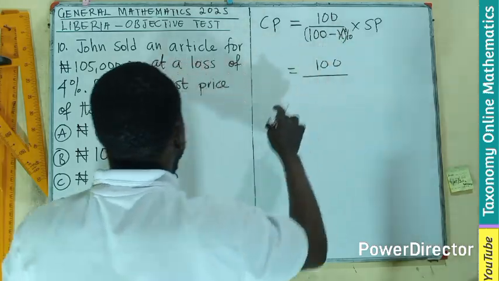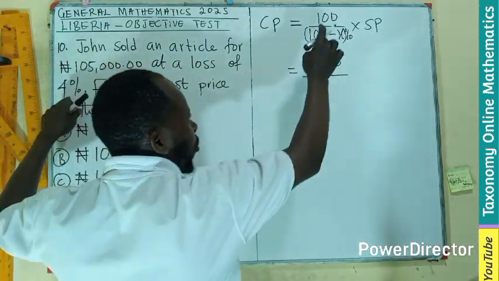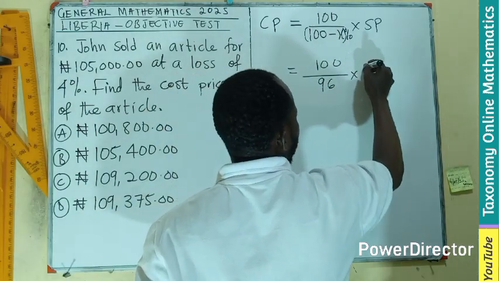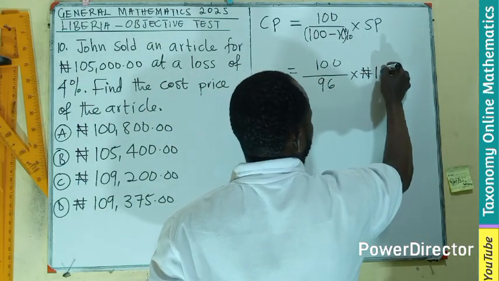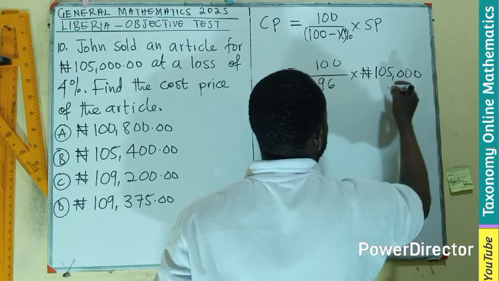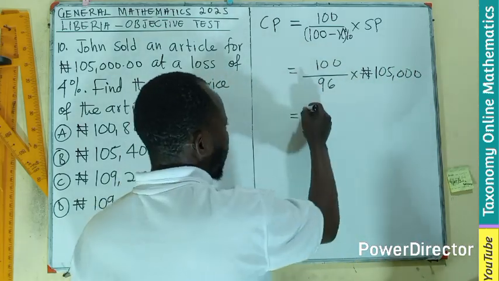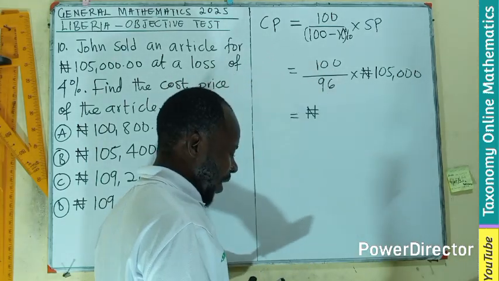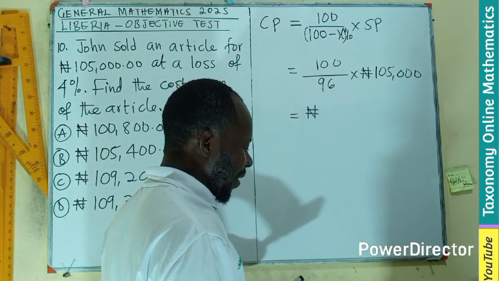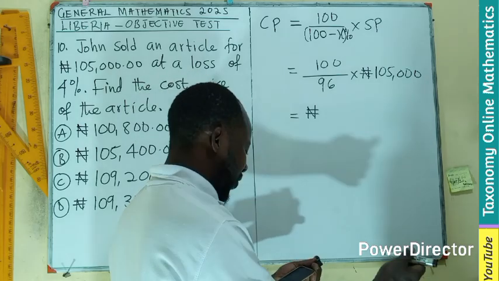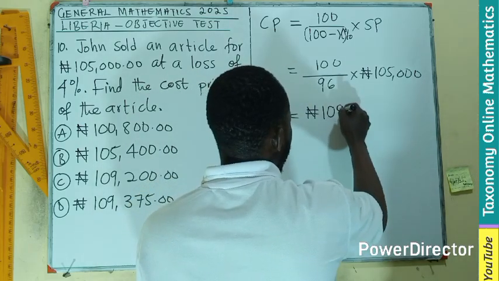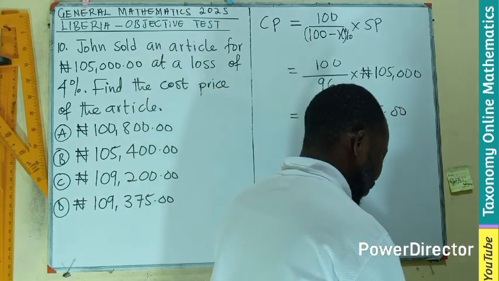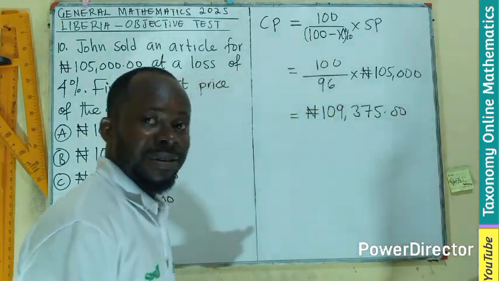The percentage of X is the loss. Profit would have been addition. So we have 96, then times the selling price, which is 105,000 naira. We can put all these in our calculator and find the result of that. 100 over 96 times 105,000 will give you 109,375 naira. I guess that's clear.